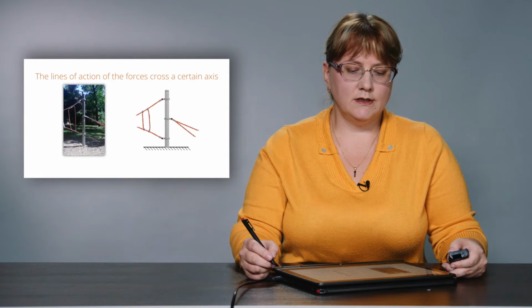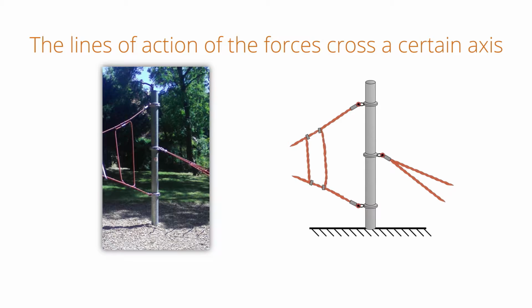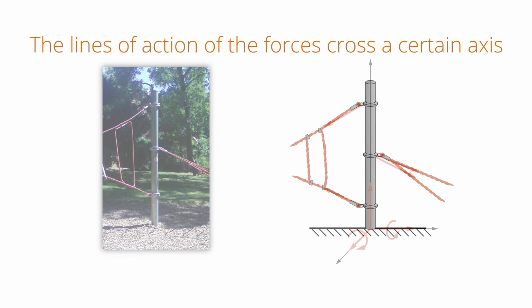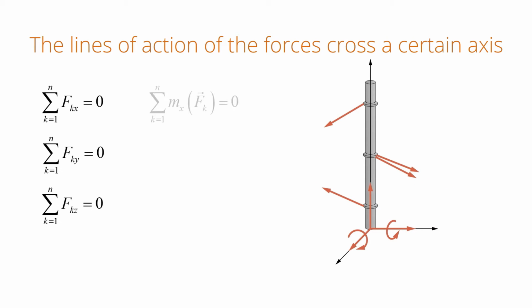the sum of projections of all forces on the axis z. Considering the system of forces which lines of actions cross a certain axis, the number of independent equations is reduced from 6 to 5. In this case, we can write down the following equations: the sum of all projections on the axis x, y, and z, and the sum of moments of all forces with respect to the axis x and y.